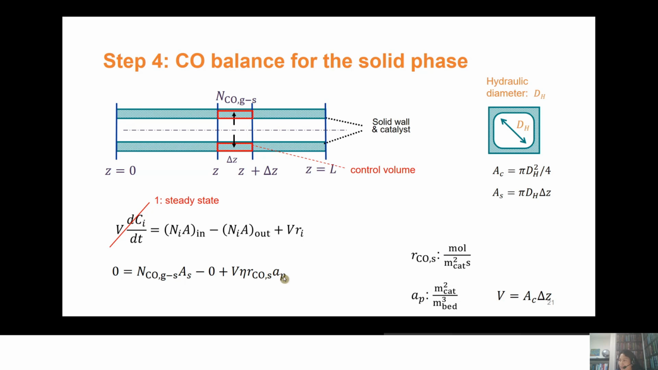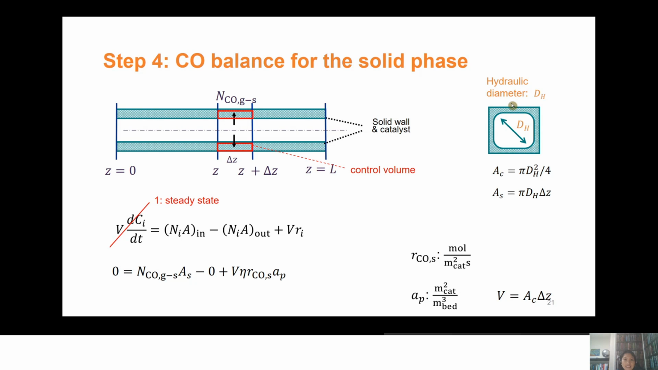AP is the surface area to volume ratio, and the unit is square meters of catalyst per cubic meter of the bed. And the volume here, I'll explain this volume. This is our control volume again. This is one cell, so we have the gas phase here, and this is the solid phase.